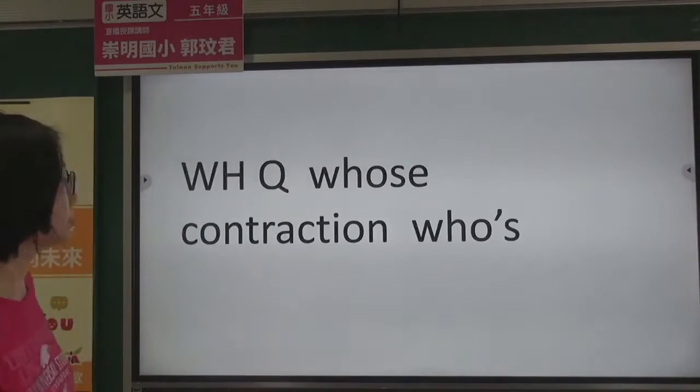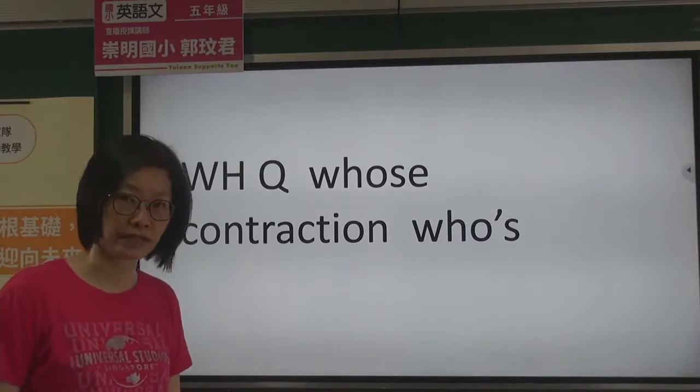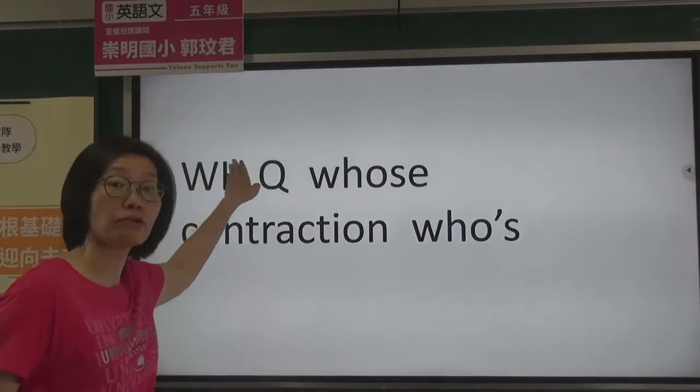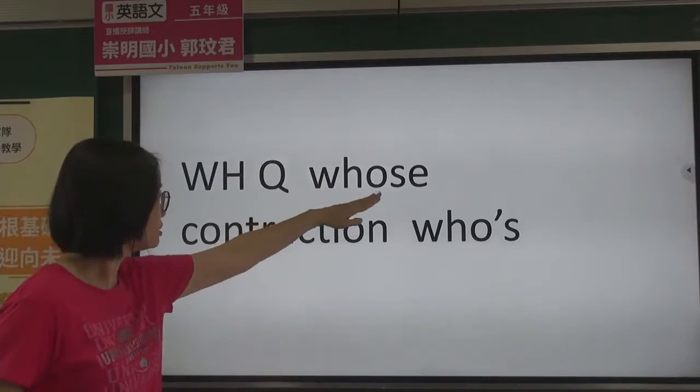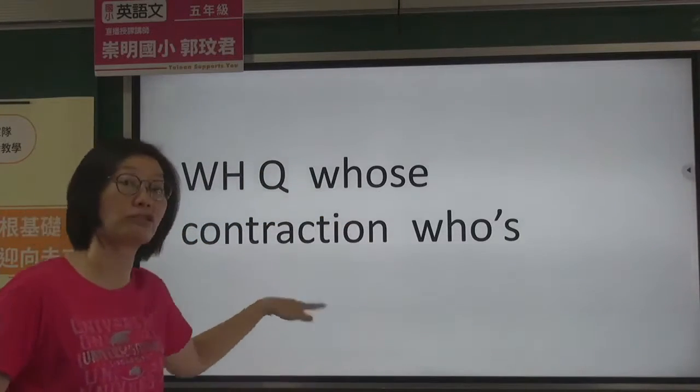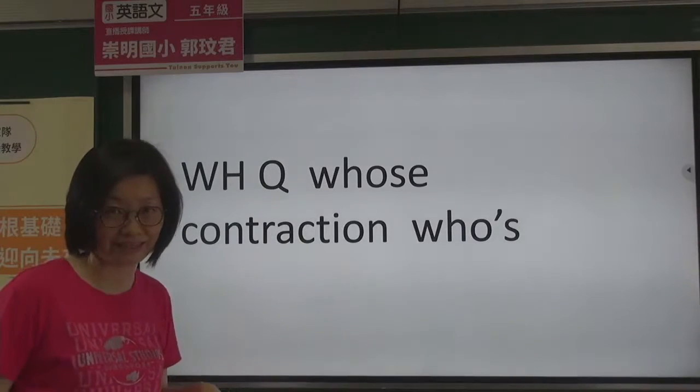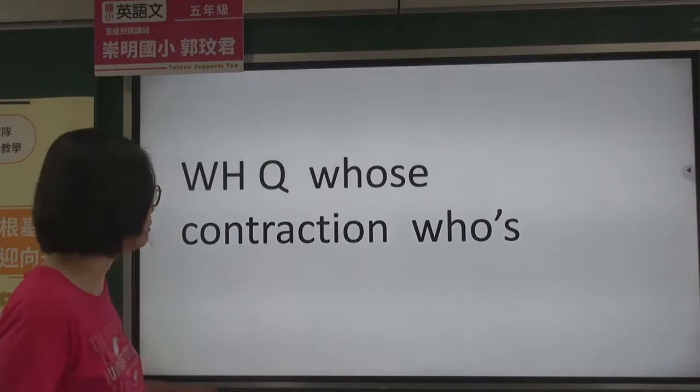Very good. So let's make a conclusion. Who's? So the first who's is a WH question. And the second who's is a contraction of what? The contraction of who is. Very good.